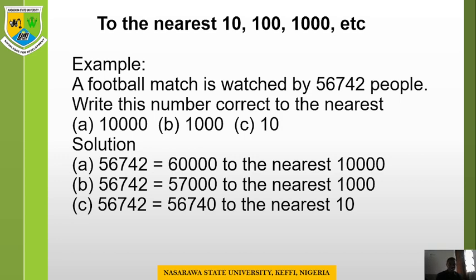The C, which is to the nearest 10: 56,742. 10 has just 1 zero. That means in this value we shall have 1 zero, and the only number to become 0 is 2. And 2 is below 5, which means it will round down to become 0. And this is what we have as the answer.